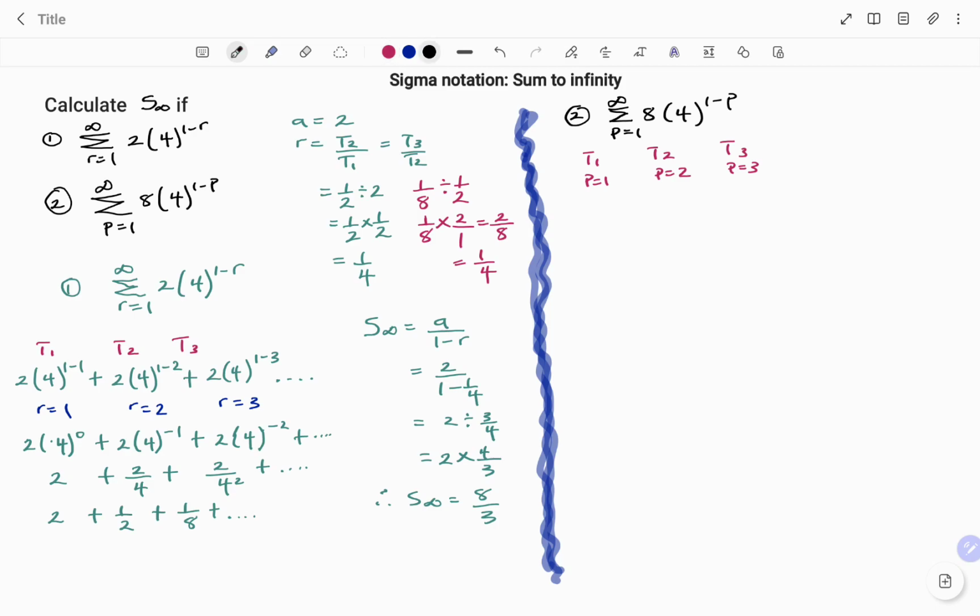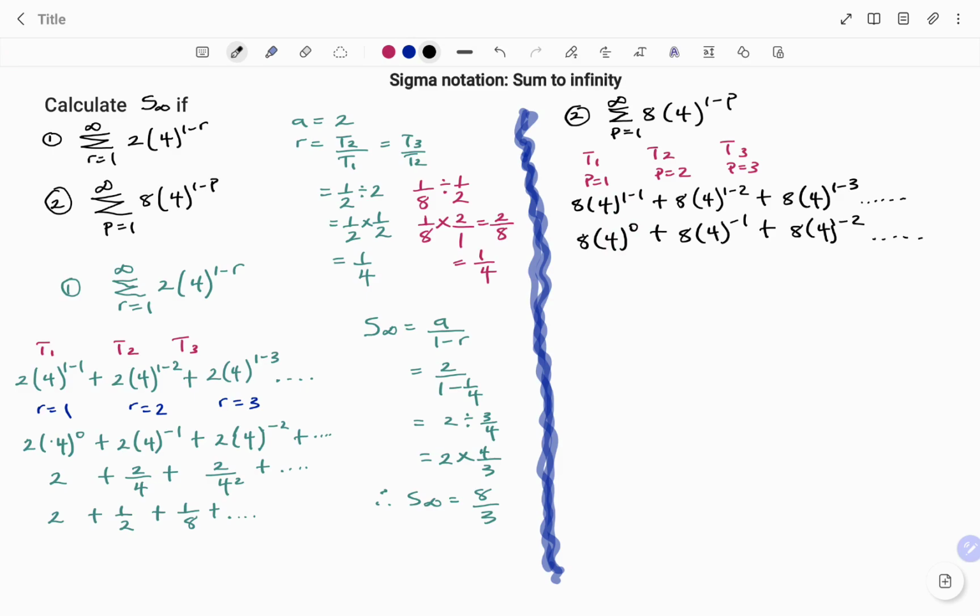So if p equals 1, we have 8 times 4 to the power of 1 minus 1, plus our second term will be 8 times 4 to the power of 1 minus 2, plus 8 times 4 to the power of 1 minus 3, and so on. The sequence goes on to infinity. Therefore, simplifying, we have 8 times 4 to the power of 0 plus 8 times 4 to the power of minus 1 plus 8 times 4 to the power of minus 2, and so on.